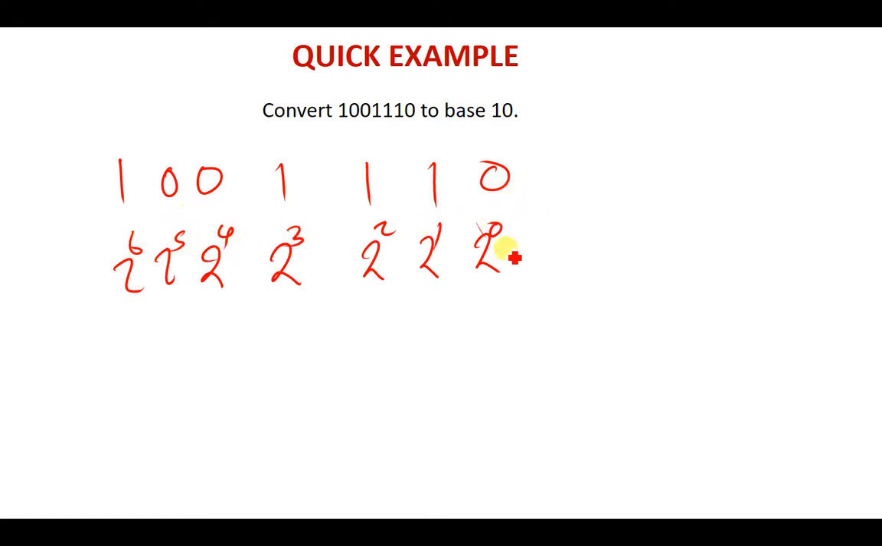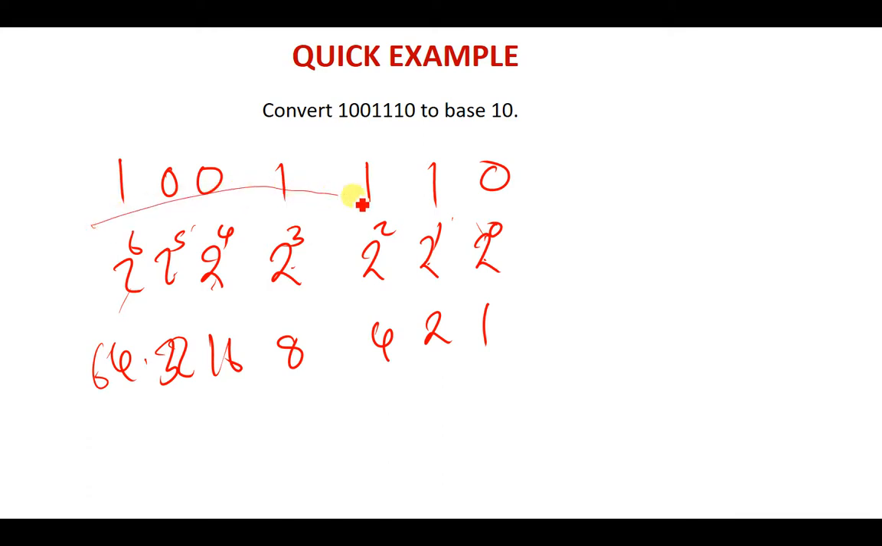So 2 to the power 0, the answer is 1. 2 to the power 1, the answer is 2. 2 to the power 2, the answer is 4. 2 to the power 3, the answer is 8. 2 to the power 4, the answer is 16. 2 to the power 5, the answer is 32. 2 to the power 6, the answer is 64. From there we're going to multiply the numbers on top with the numbers down there.